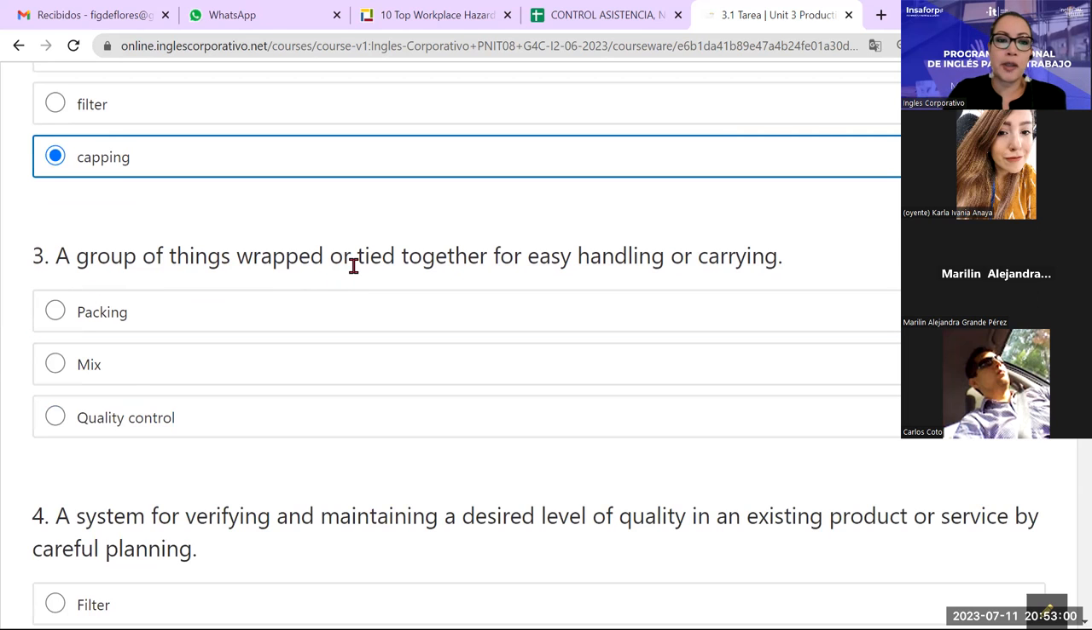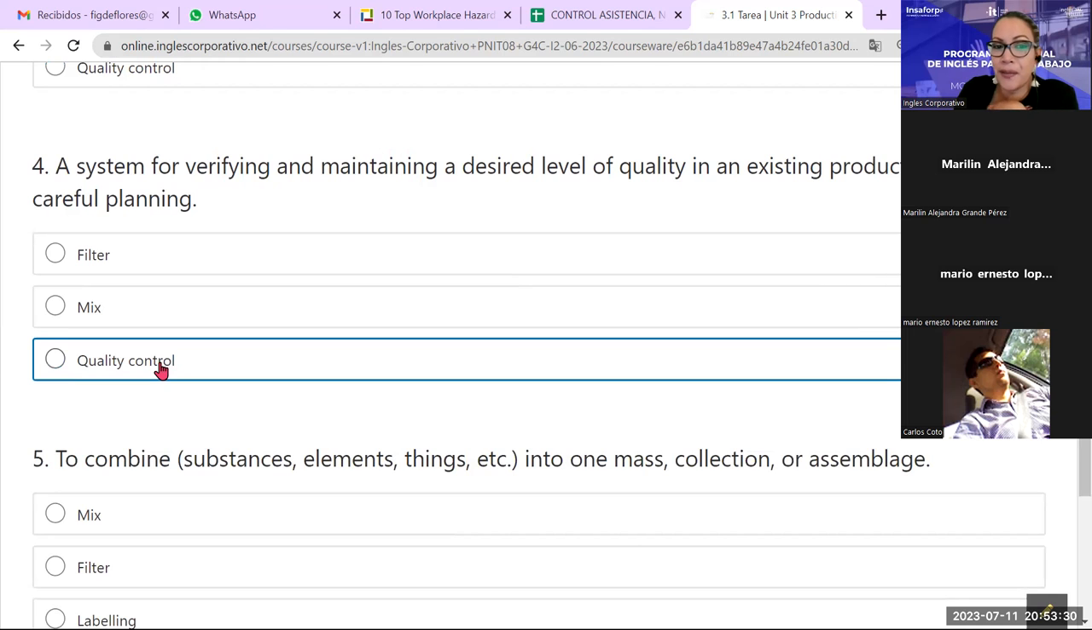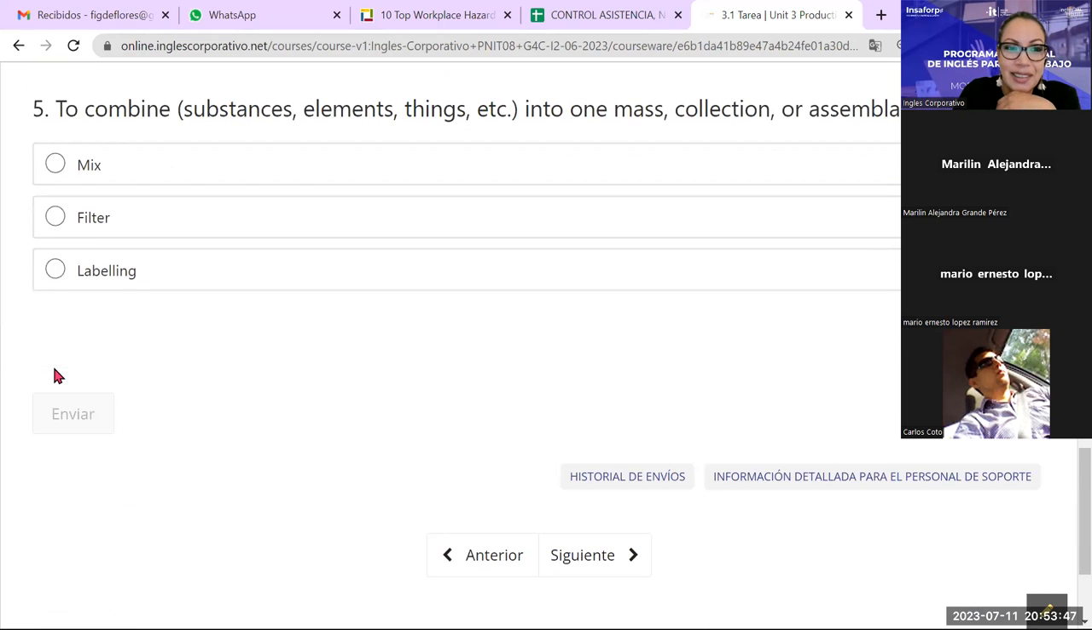A group of things wrapped or tied together for easy handling or carrying. Is that packing, mix, or quality control? Packing. That's good. Thank you so much. A system for verifying and maintaining a desired level of quality in an existing product or service by careful planning. Quality control. Thank you.